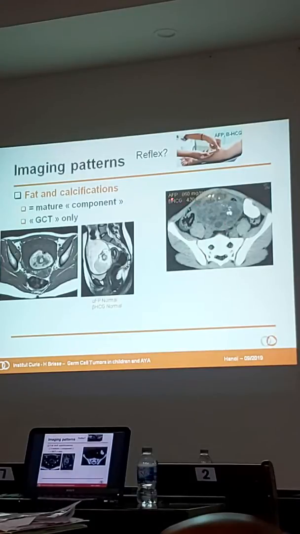In this case, we made the blood test and both AFP and beta HCG were raised, so it was a malignant mixed germ cell tumor containing teratoma, choriocarcinoma and yolk sac.